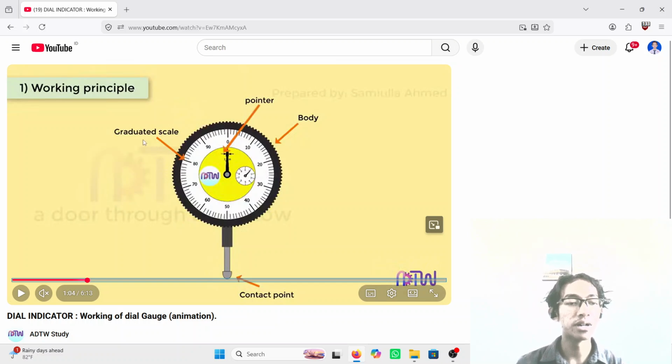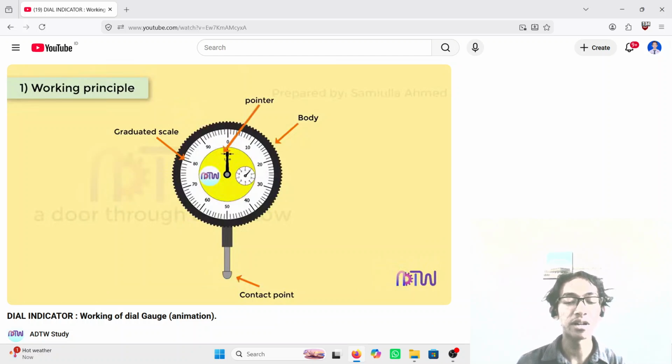There is also a graduated scale. This is the printed dial face behind the pointer, featuring precise markings, usually in hundredths of a millimeter or thousandths of an inch, so the operator can read the exact value.